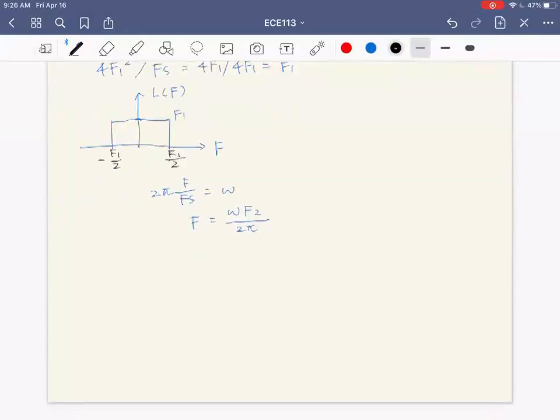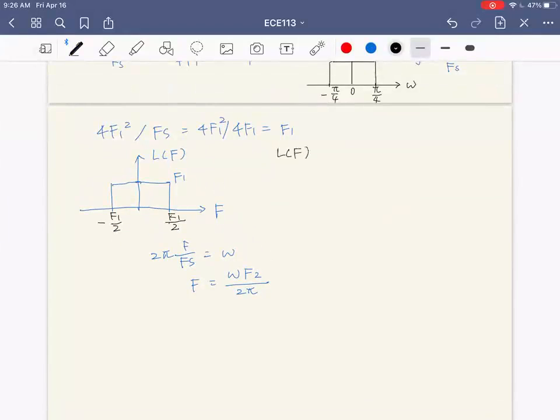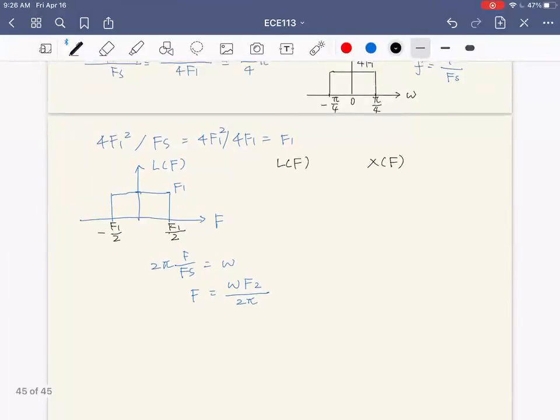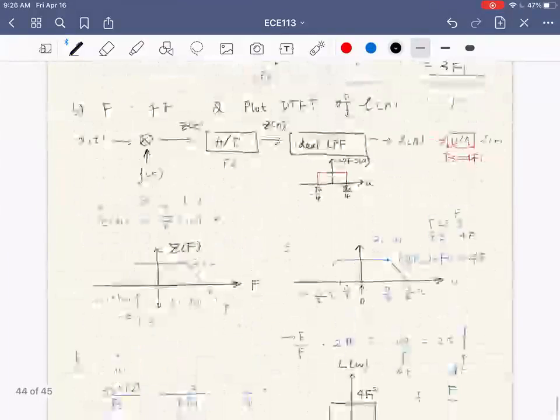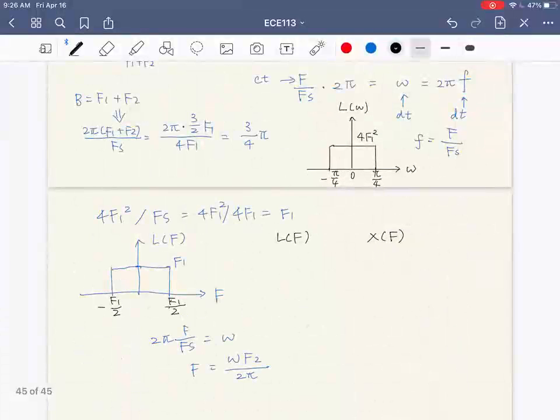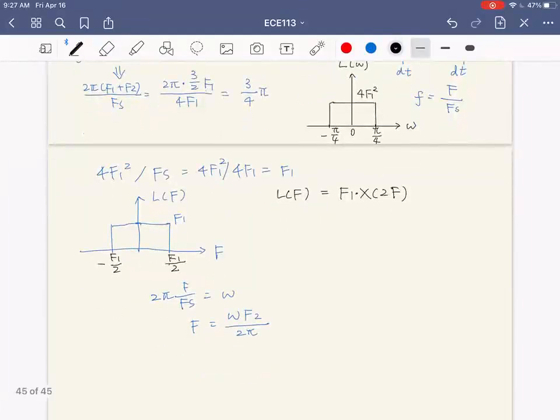All right, so if we want to relate L of big F to our original x of big F, we'll see that their shape is the same, right? But the level changes from 1 to f1, and the window size also shrinks by a factor of 2. So this is actually x of 2f. So this is our observation. Nice. We are done with problem 1.